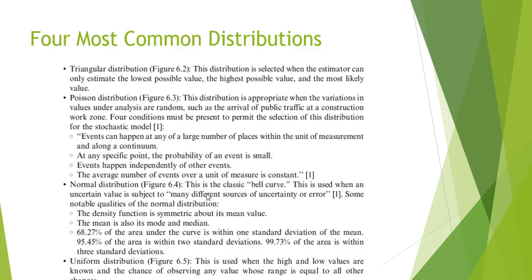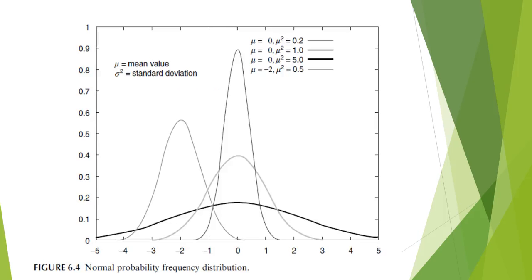Our normal distribution, and we can go up to 6.4. You can see the normal distribution that we're all familiar with.